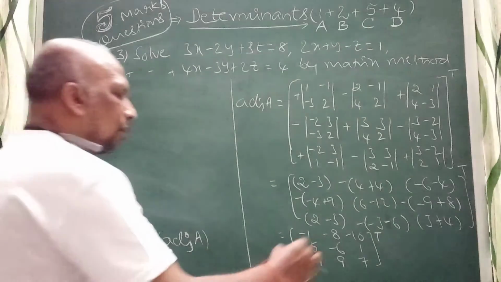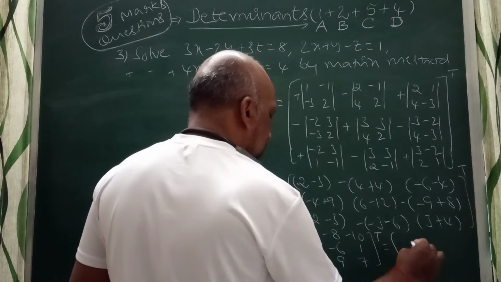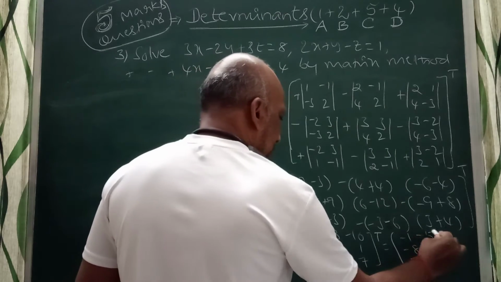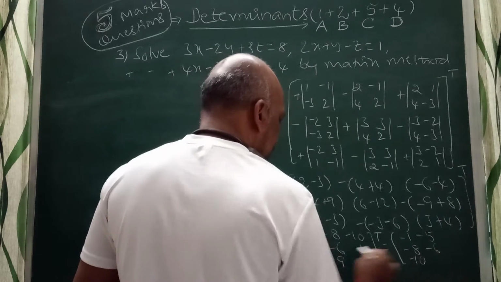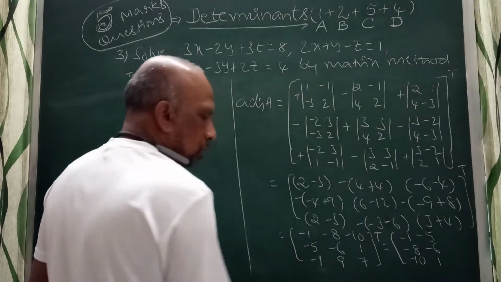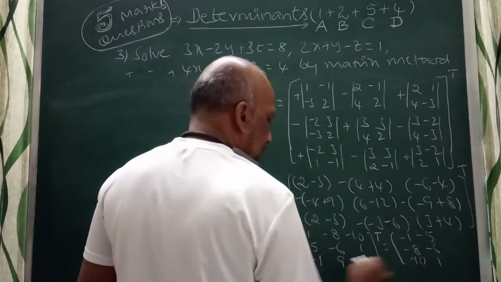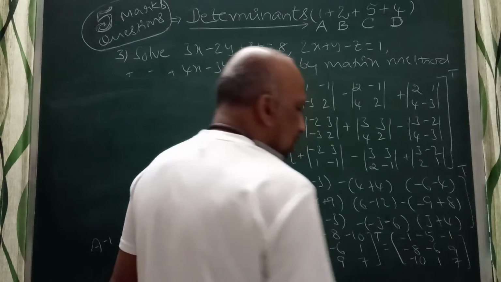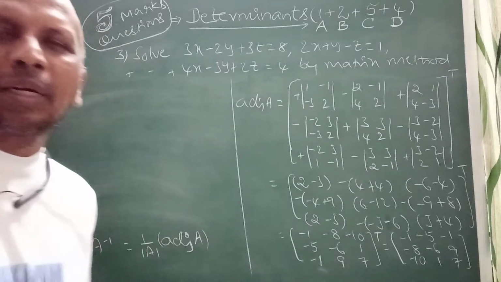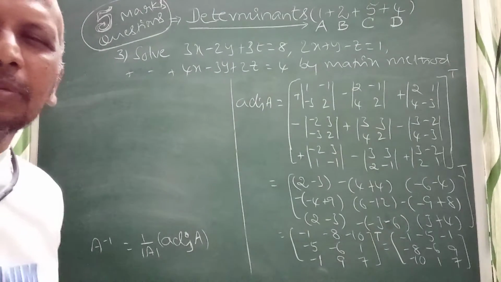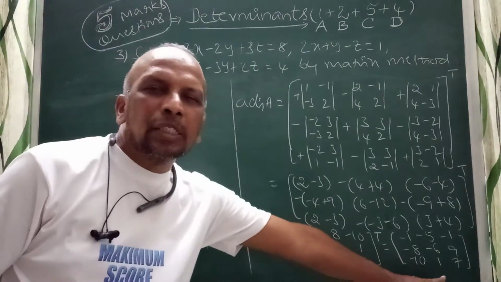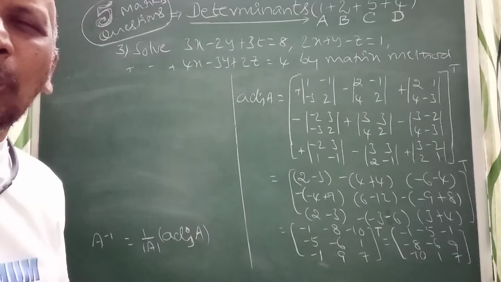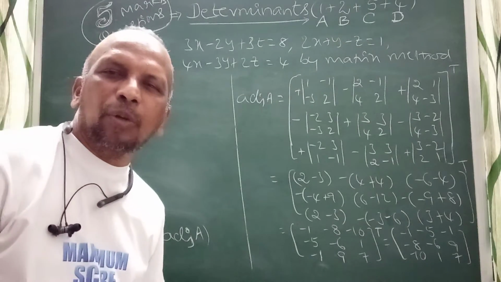The transpose will come as minus 1, minus 8, minus 10, minus 5, minus 6, minus 4, minus 6, 1, because first row with first column, second row with second column, third row with third column. Minus 1, 9, 7. So this is the adjoint of the given matrix, minus 10, 1, 7. You should know the adjoint of the given matrix to simplify the problem.